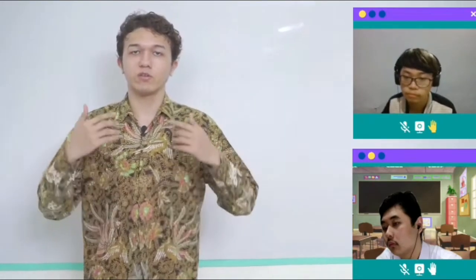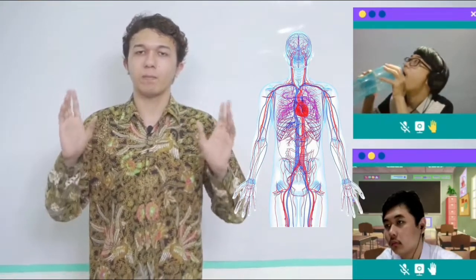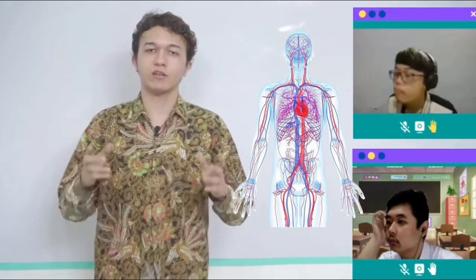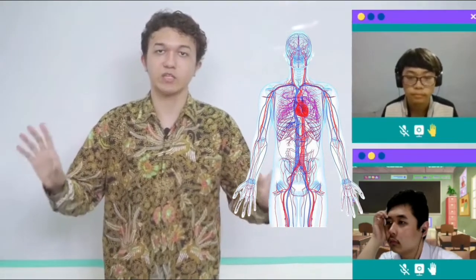The arteries and the veins may be in the same kind of system. However, they're two different things entirely. They just work together.